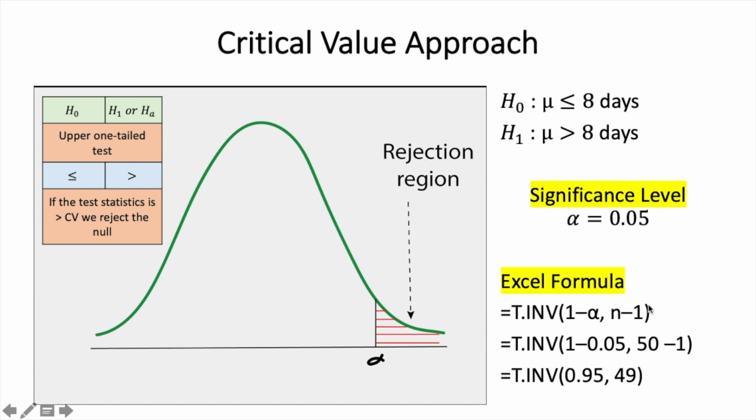If you are going to use a T distribution, then we have to calculate the degree of freedom. We know the alpha value because we have already determined the significance level is 0.05, and we know n from the example is 50. So 1 minus 0.05 will be 0.95 and 50 minus 1 will be 49. Now we are going to place this formula into Microsoft Excel and determine the critical value.